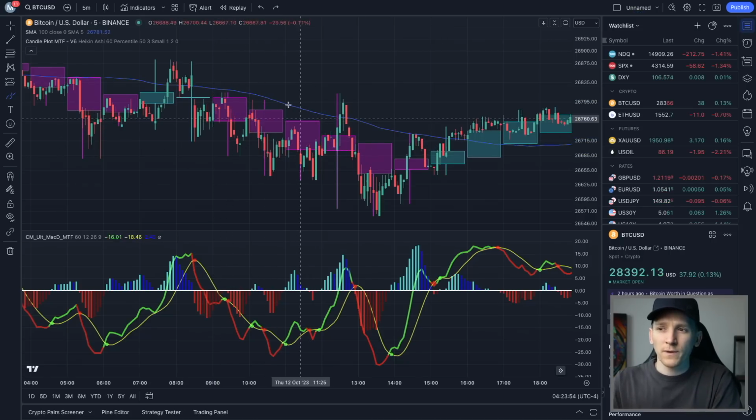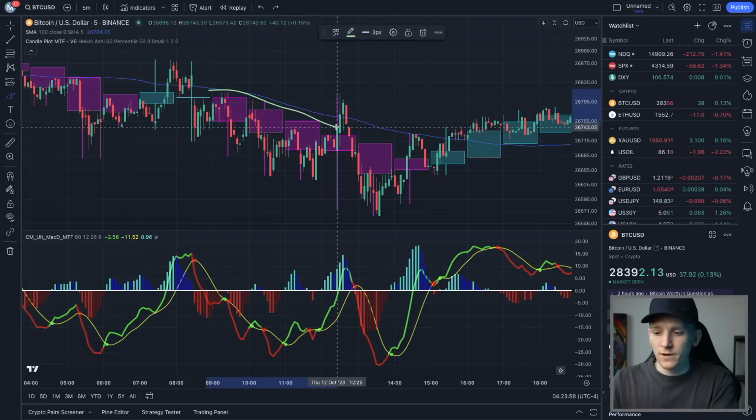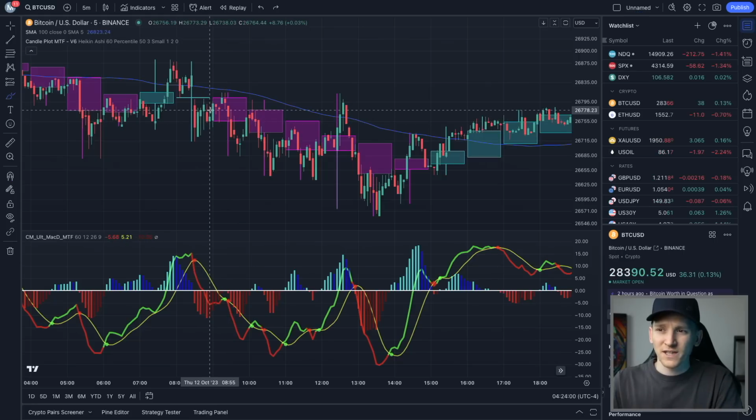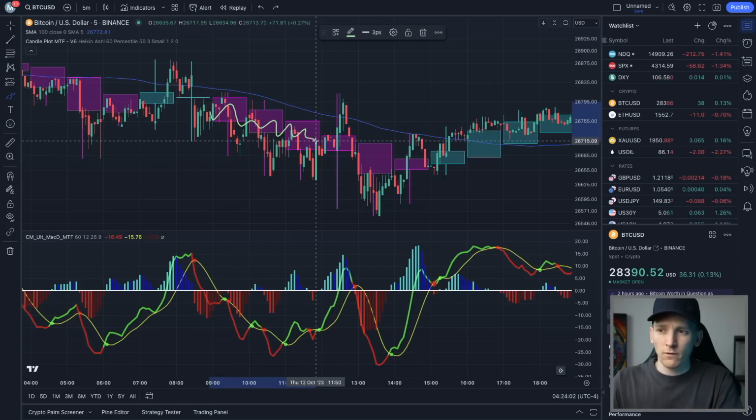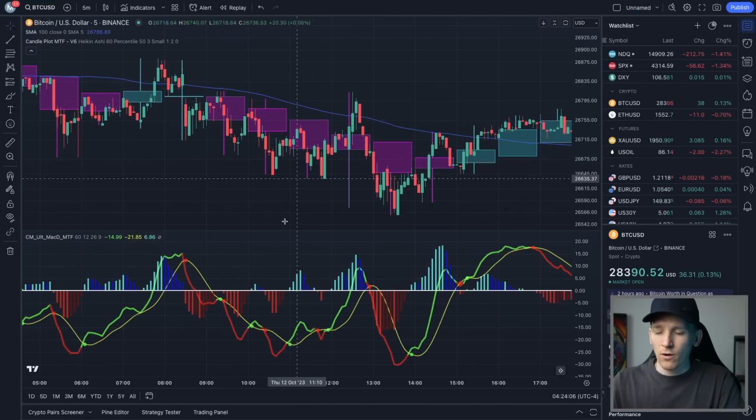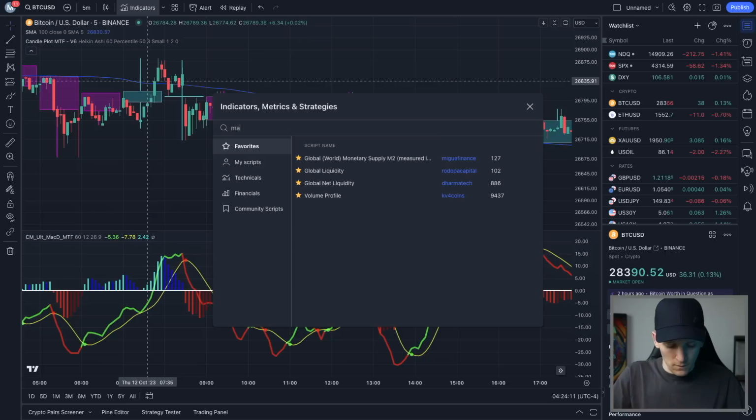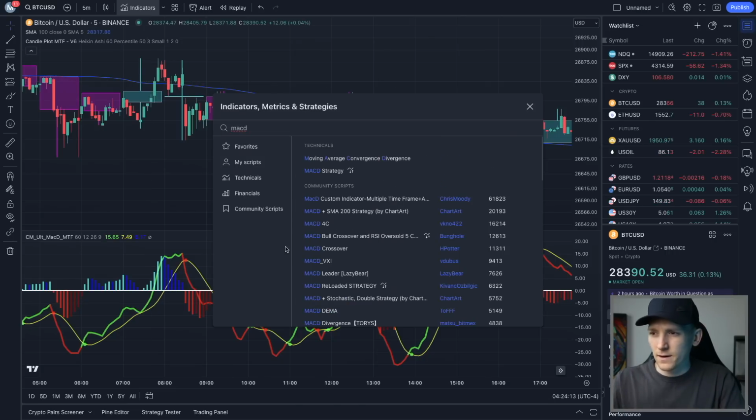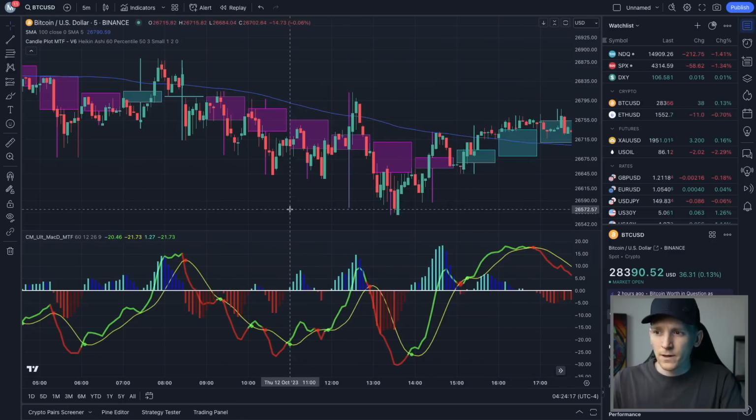So we don't want to be going long when the candlestick or the actual price is under the moving average, and we don't want to be going long when the general trend over a longer time frame is down, right? So that's just taking our long positions out of the equation. Now on the bottom here, you can see MACD, and I'm going to use this for trading signals. So if you go to MACD, I think it is the MACD custom indicator multi-time frame. Very simply, we're just going to use this.